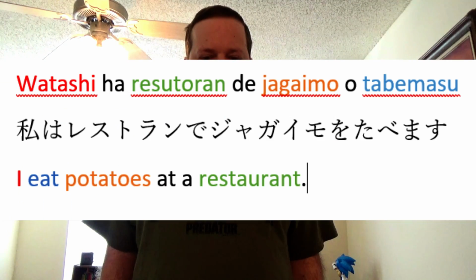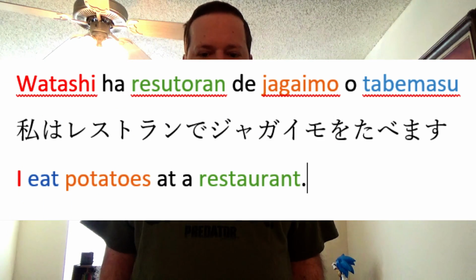The same thing applies to where the action is carried out. For instance, let's say you eat potatoes at a restaurant. The sentence would be watashi wa restaurant de jagaimo o tabemasu.